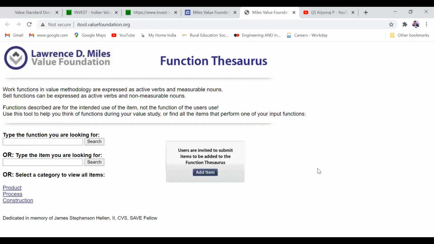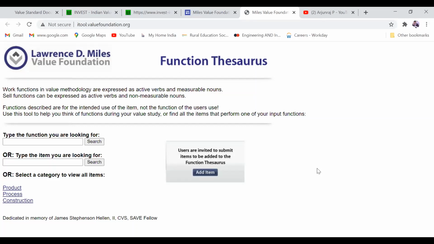Okay, what is the function of an engine? Engine transmits power, or what is the function of a transmission, basically transmit power. Transmit is a verb, active verb, and what is the measurable noun? The power is a measurable noun. So the function normally deals with one verb and one measurable noun.